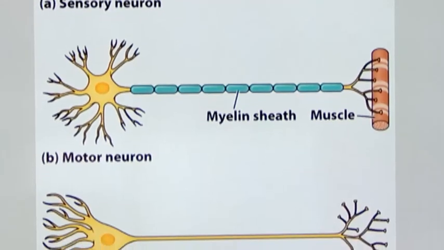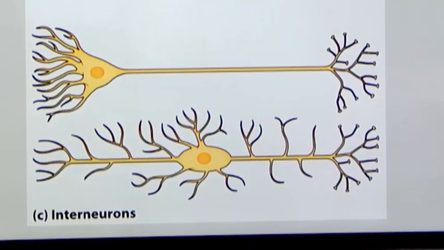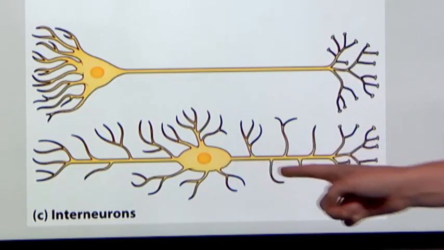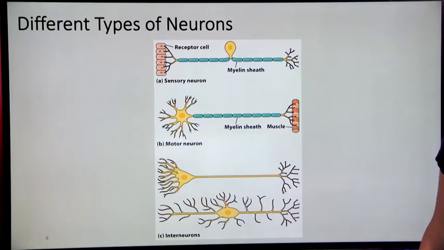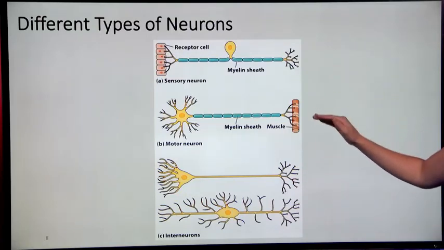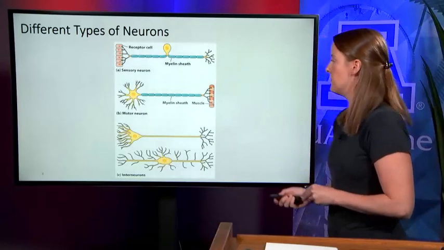And here are some images of interneurons. They can vary in shape depending on whether or not they send messages over very long distances. Okay, this is a projection neuron, or more locally, this is a local neuron. Okay, various shapes for the interneurons. But you should be familiar with sensory, motor, and interneurons and understand their general functions.